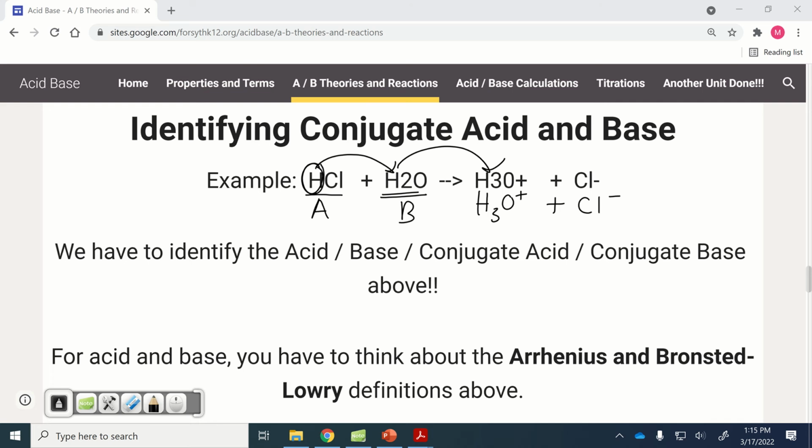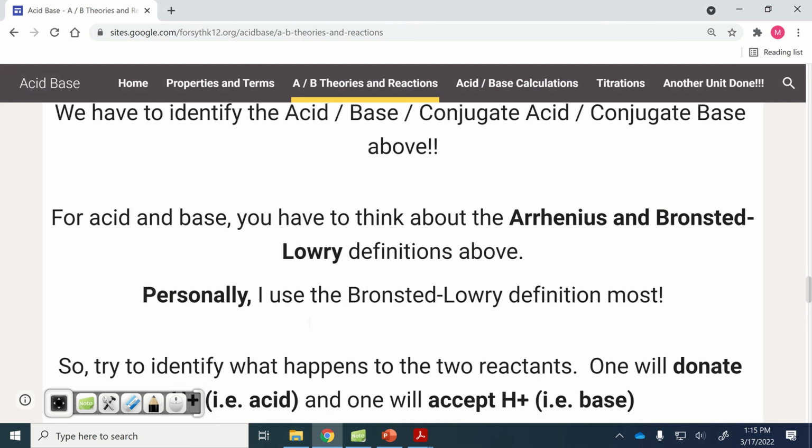What we're going to have to do with this ultimately, we already did half of it, is identify acid, base, conjugate acid, and conjugate base. So we already found the acid and the base. You have to think about the Arrhenius and Bronsted definitions above. That's what I've been going through. The hydrochloric acid, if you know the name of it, that kind of helps. HCl is going to be the thing that donates to H2O, and H2O is going to accept. Those are my acids and bases.